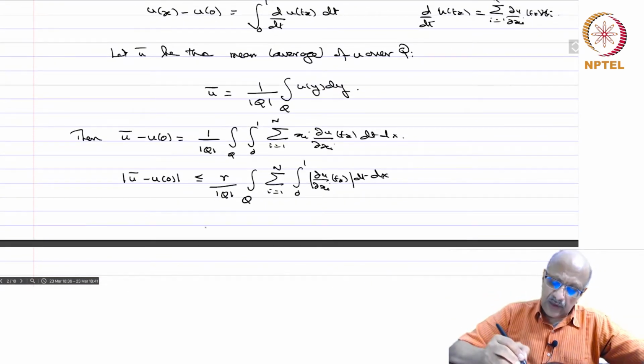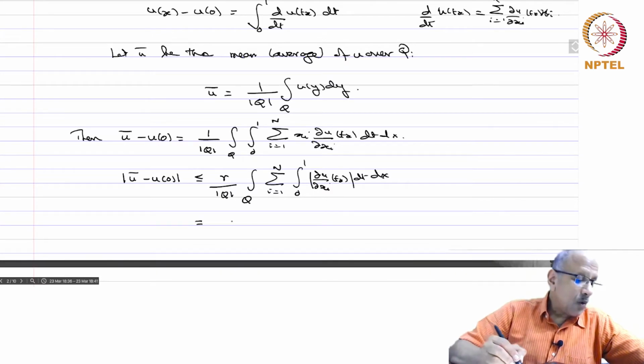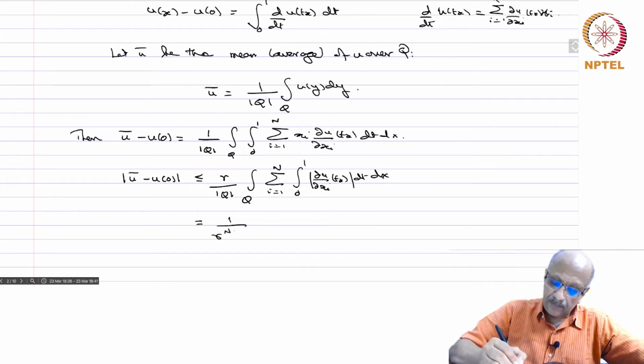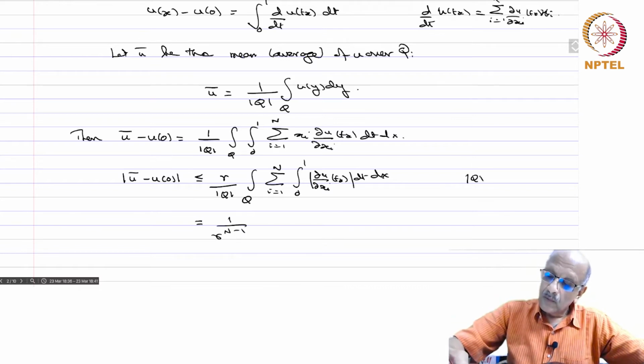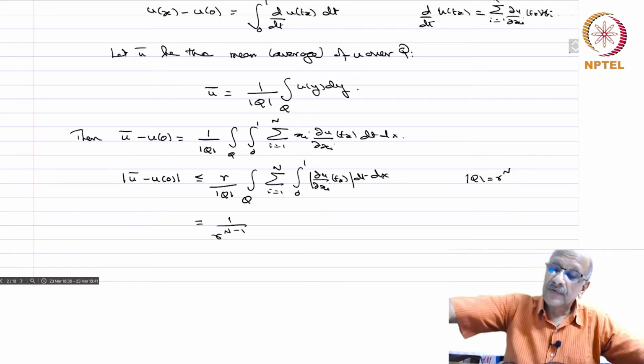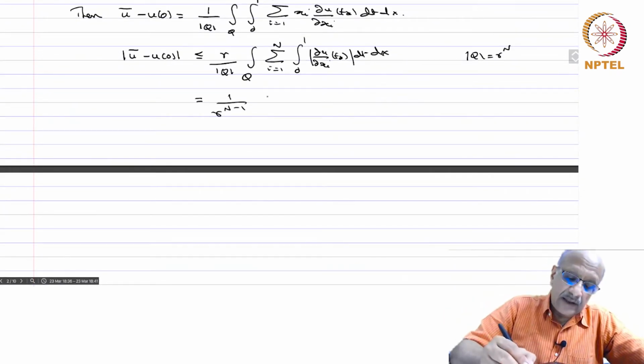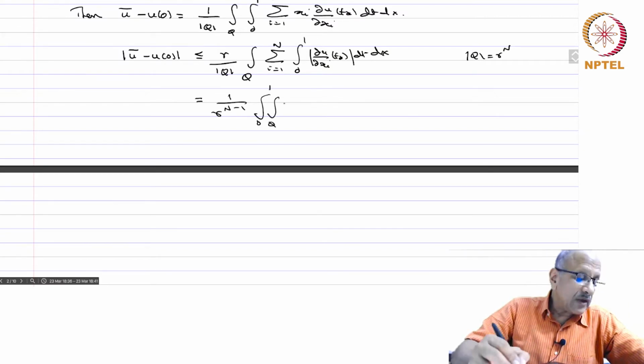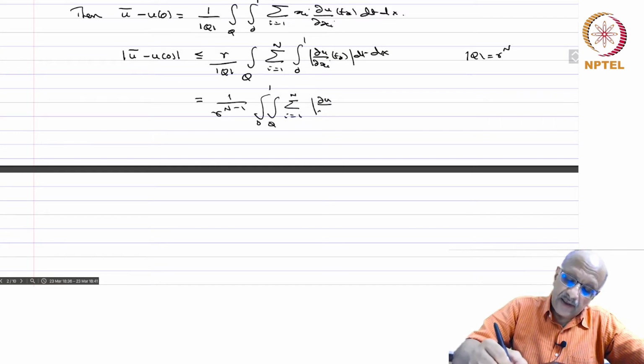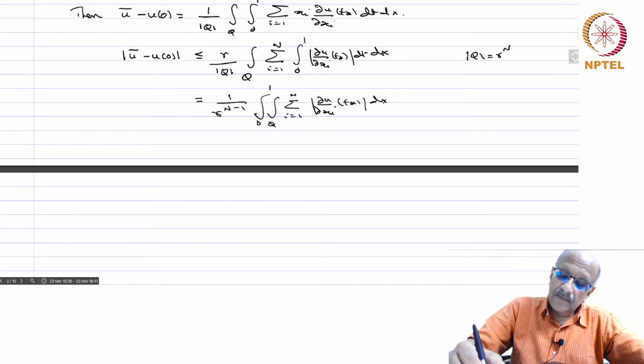Now mod Q is r power n, so this is equal to 1 over r power n minus 1. So mod Q equals r power n because it is a cube of side r, and therefore this is 1 over r power n minus 1 integral. Now I am going to interchange the order of integration by Fubini's theorem. So integral 0 to 1, integral over Q, sigma i equals 1 to n, mod du by dxi at tx dx dt.